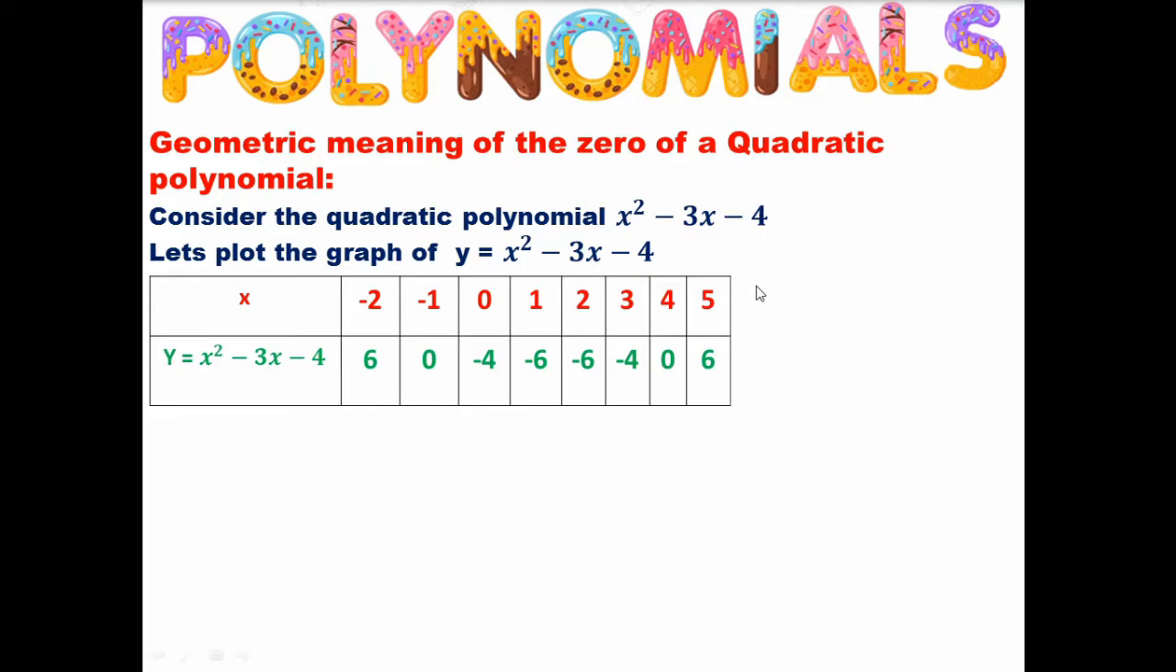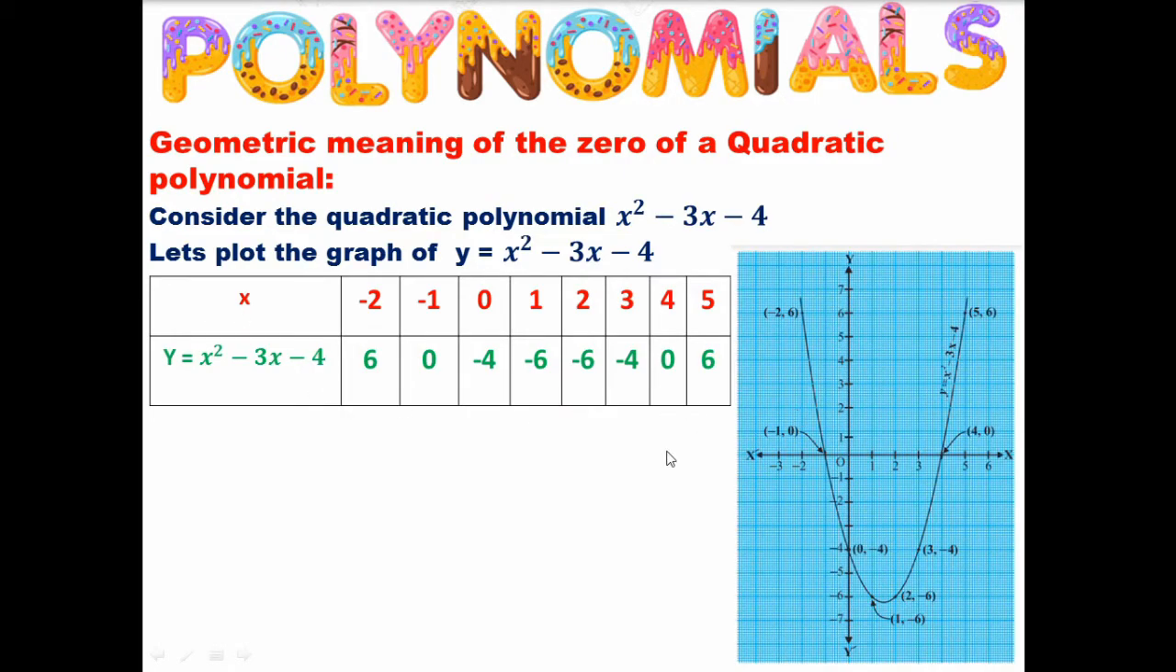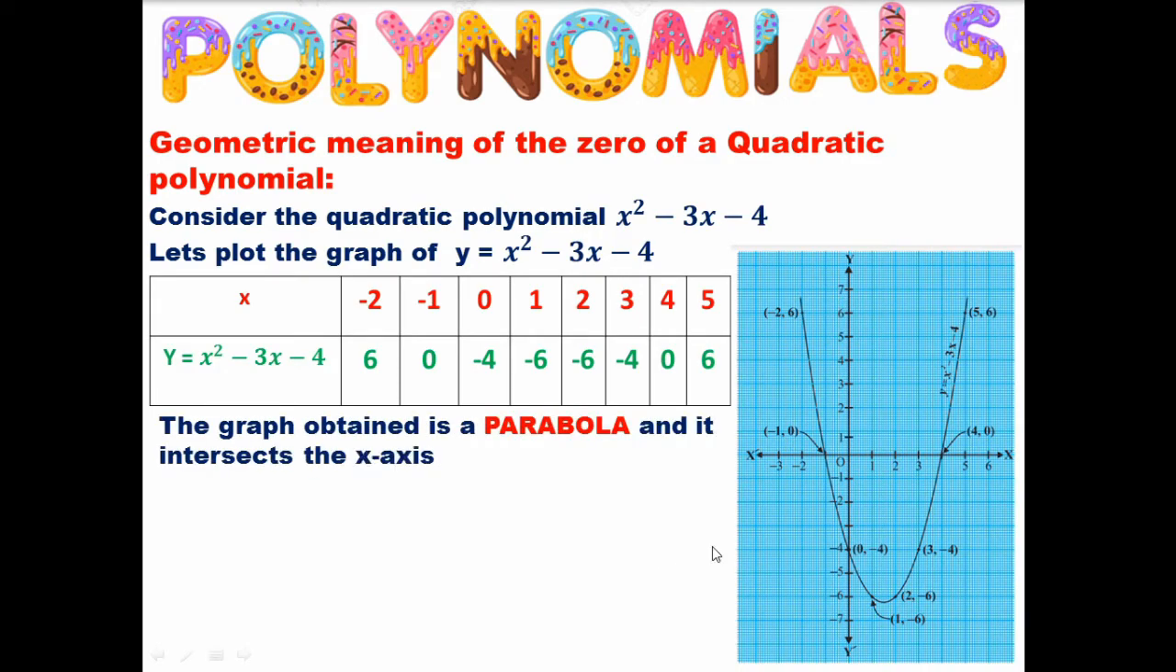So I get 6 or 7 values, and now I plot the graph and I get the graph as a parabola, and it intersects the x-axis at 2 points. The first point is (-1, 0) and the next point is (4, 0). So, when you plot a quadratic polynomial in a graph, you get a parabola intersecting the x-axis at 2 points, (-1, 0) and (4, 0).